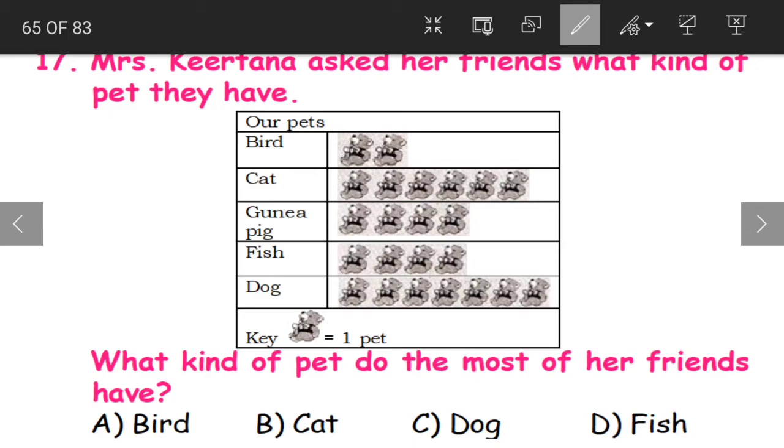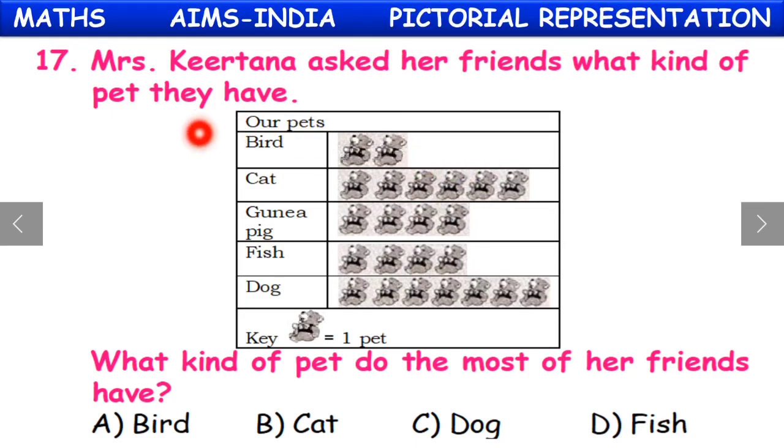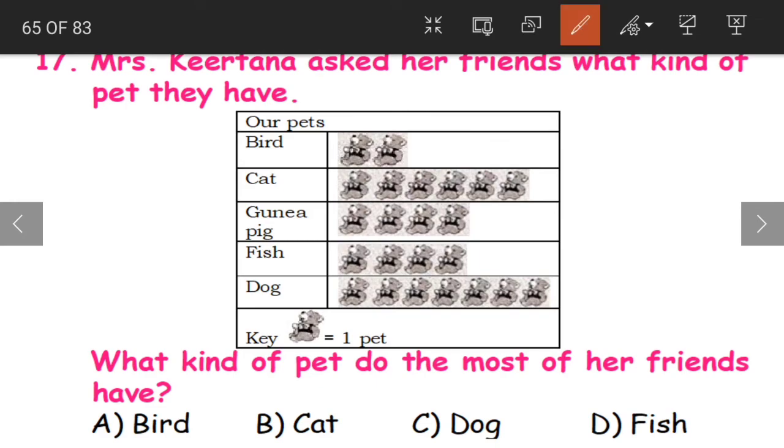Now question 17. Mrs. Kirtana asked her friends what kind of pets they have. What kind of pet do most of their friends have? See, most means what should we do? We should count for the pet which is having the more number of pictures. Even just by looking we can say that cat and dog are more. Now let us count and compare.